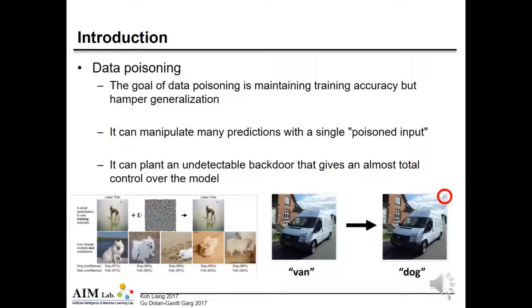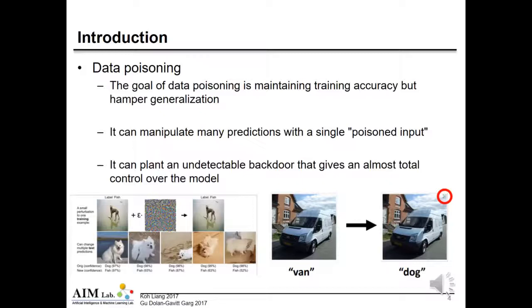There is another problem in normal classifiers. It is data poisoning. The goal of data poisoning is maintaining training accuracy but hampering generalization. If we manipulate a small fraction of images, it can keep the training loss small, but it hampers generalization. If we change just a tiny fraction of the dataset, we can essentially take full control over the classifier, and it will affect the performance of the classifier. For example, in the left figure, we add some specific noise, and it leads the classifier to predict the image as fish instead of dog.